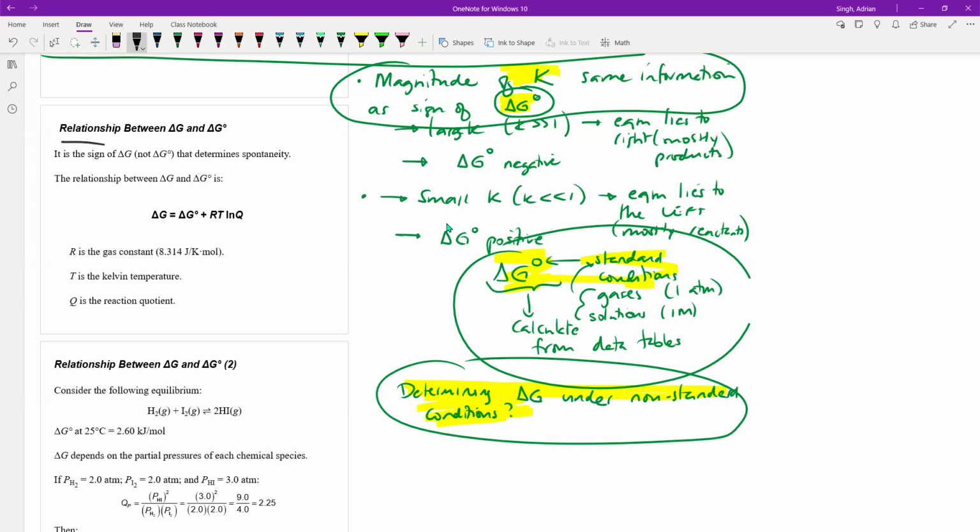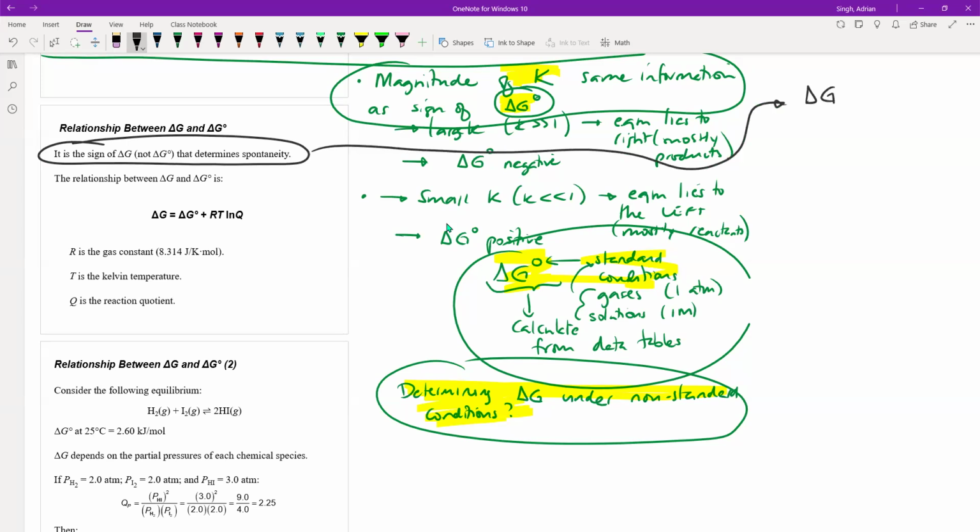So the sign of delta G, not delta G standard, is what will determine the spontaneity of a reaction as written. We have a reminder, we saw this previously: if delta G is less than 0, in other words, it's negative, that means the reaction is spontaneous in the forward direction, from left to right, until we establish that equilibrium. If delta G is greater than 0, so delta G is positive, the reaction is non-spontaneous in the forward direction.